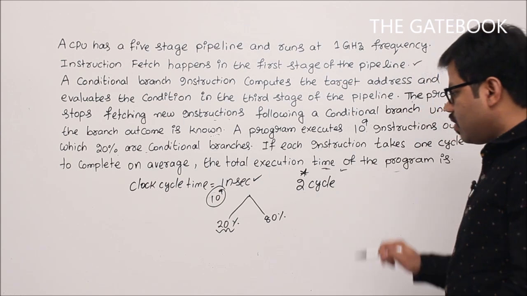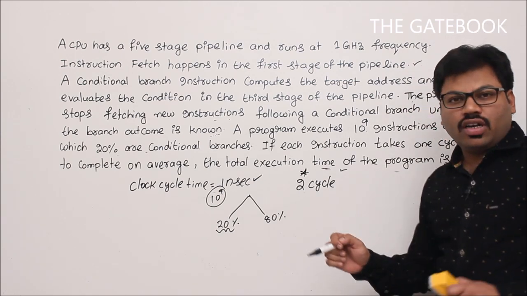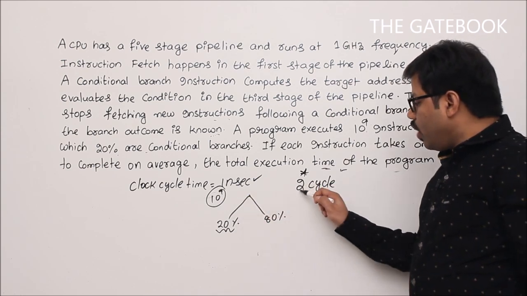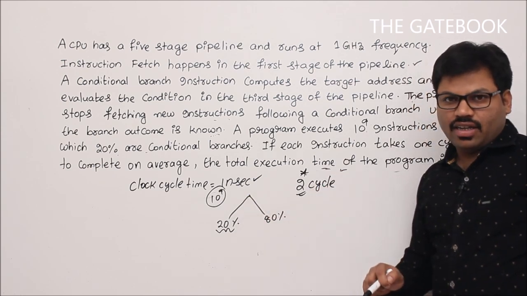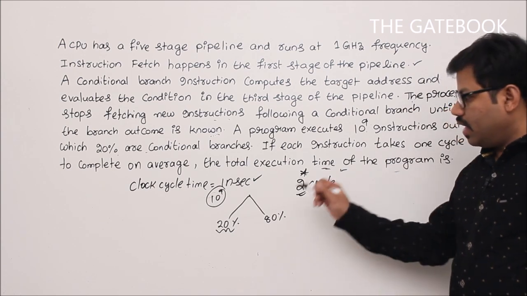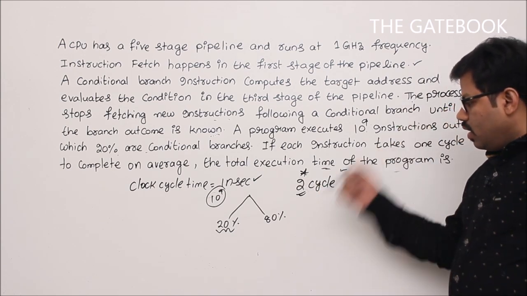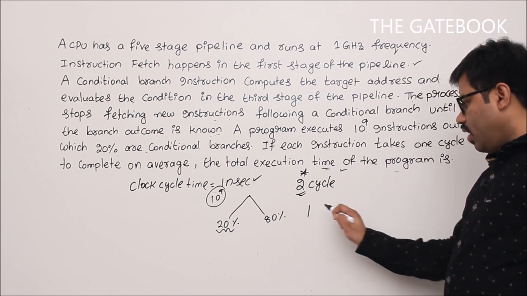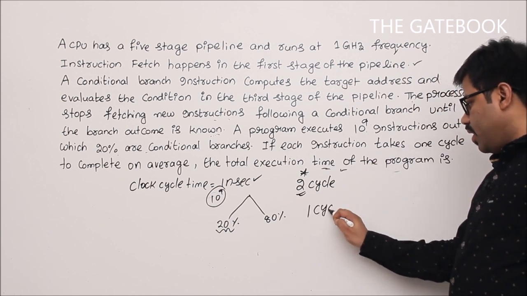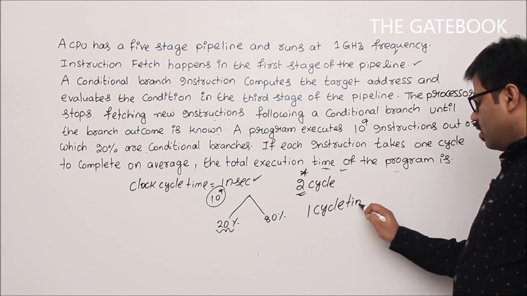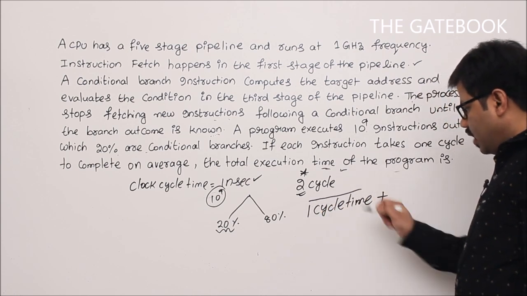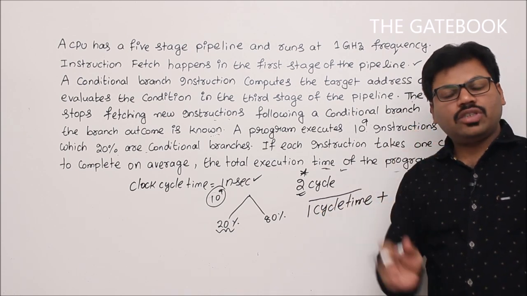Now we can solve this problem like this. 2 extra means what? They will have their own one cycle. Apart from that, 2 more extra cycles it is giving as the penalty. Now we can use this formula for instruction execution time. All the instructions are having one clock delay, correct? One cycle time, remember it. Now I am calculating the average instruction execution time. It is one cycle time plus some penalty. How much penalty?